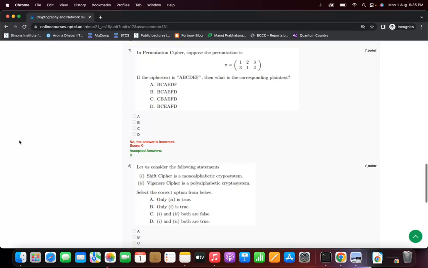We have studied permutations in school also, so I guess I don't need to say much about this, right? It's like you have some sequence and you shift the positions, but the elements remain the same. So it's just a shift of positions, right?